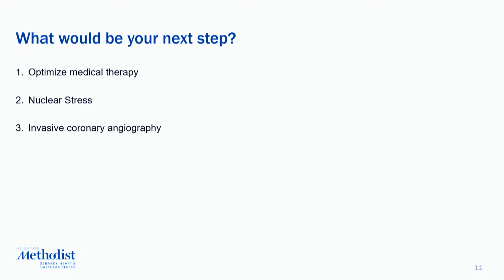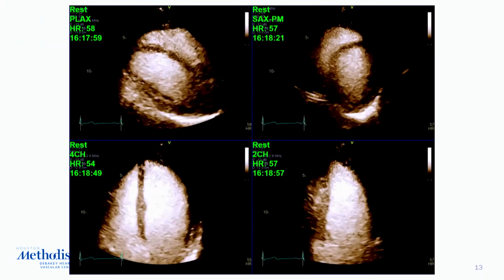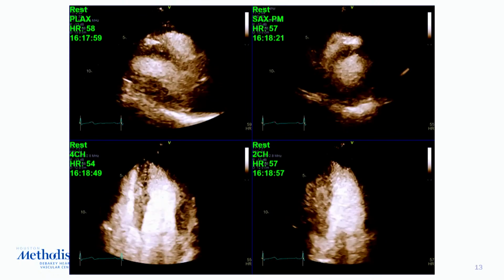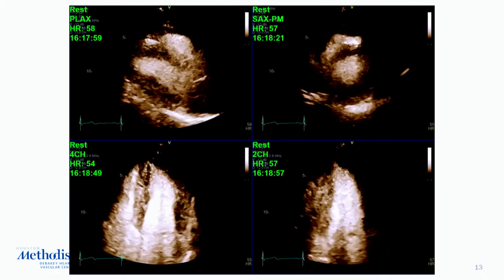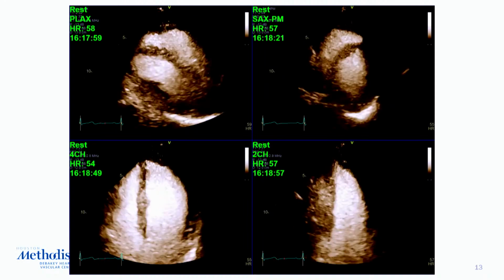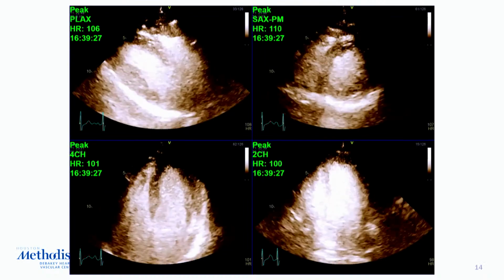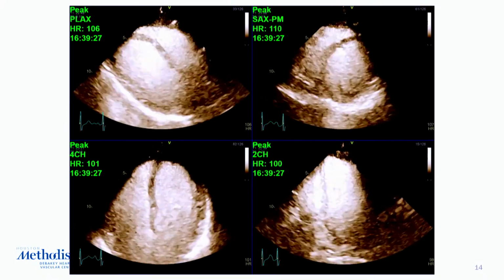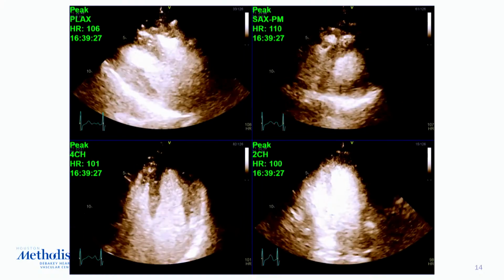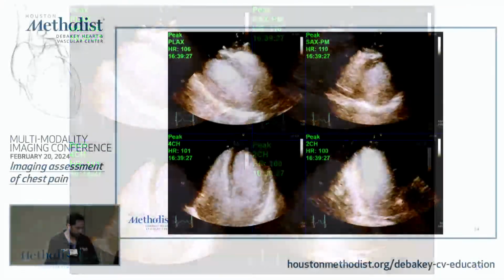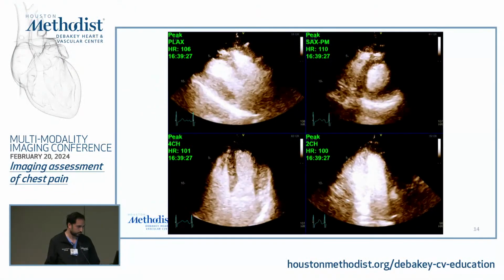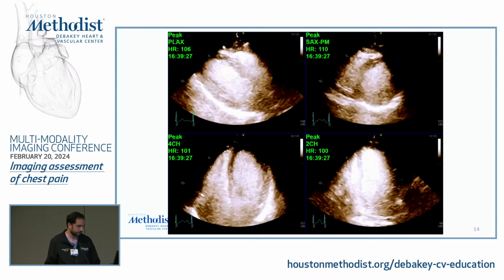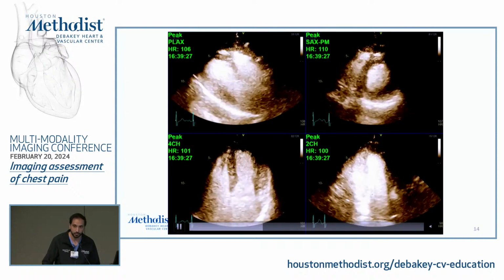I gave it away. Because we have a baseline test, we elected to do the same test, but gladly this one was of better quality. So those are the rest images. We can see good wall motion, no wall motion abnormalities at rest. I don't have the rest to peak comparison, but this is the peak stress. Anyone would like to give a comment on this? Dr. Zolvi.